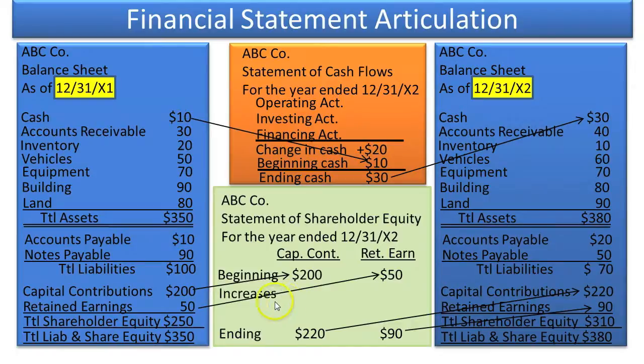Let's focus on the capital contributions. Maybe owners contributed $20 extra and obtained a little more ownership in the company. And maybe the company did not buy back any ownership, and so it wound up going up to 220.